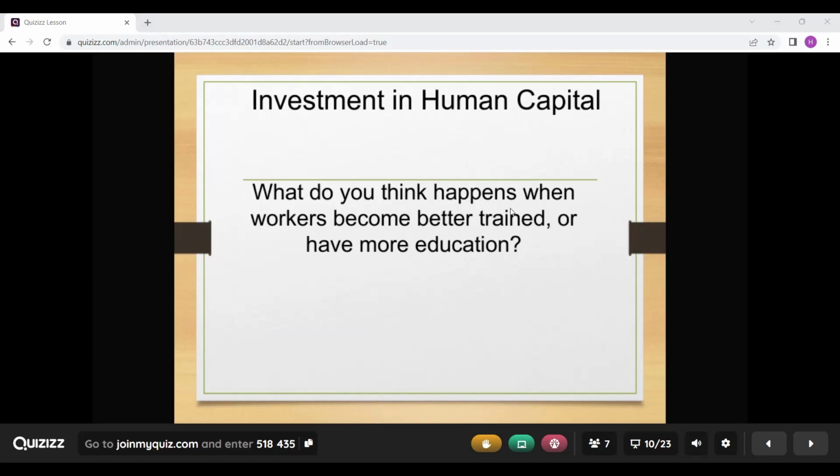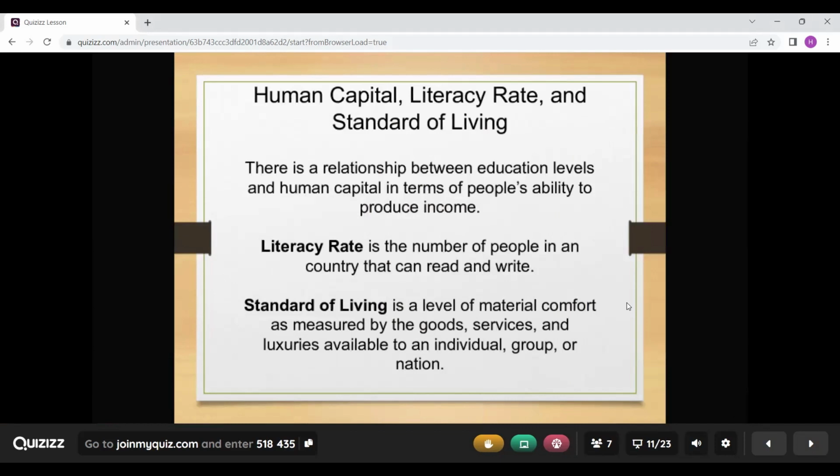Sure. I think if workers become better trained or have more education, they'll be able to work more efficiently. They would use less time and get things done faster. So if they have to make a product, for example, and they work in less time, then they would have more product in less time and sales could be increased. That's great. Excellent answer. Thank you, Malika.